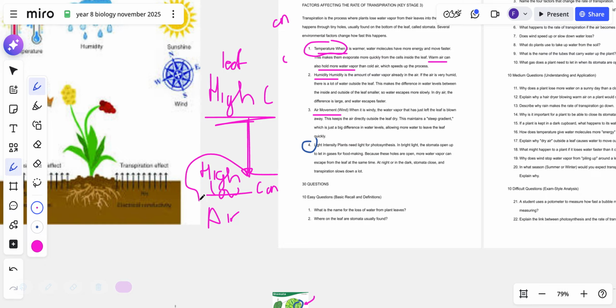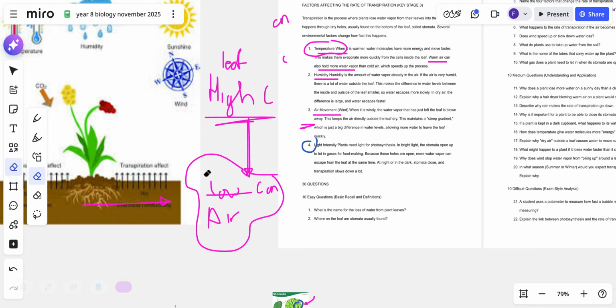Now I can bring the next thing in: wind, air movement. If you've got air outside, along comes air, blows away the molecules that are stuck outside, and we go back to having a low concentration.